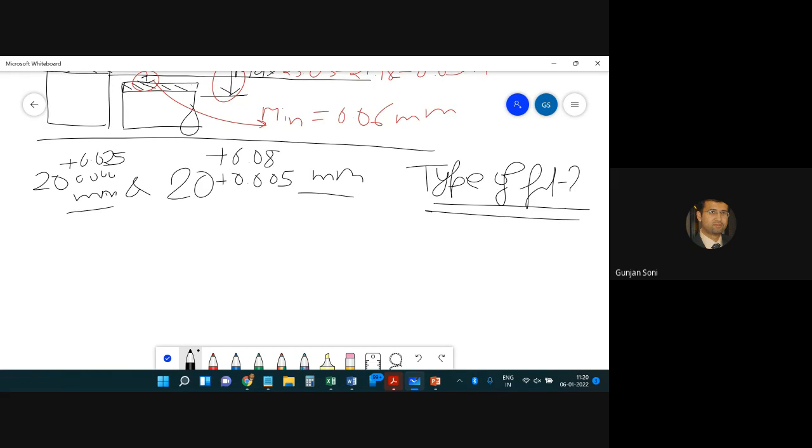Okay, Pratik. So the basic guideline you can consider is: if both the clearances are positive, what do you conclude? Both positive, then it is a clearance fit. And if both are negative, then it's an interference fit. And if one is positive and one is negative, then you get a transition fit.